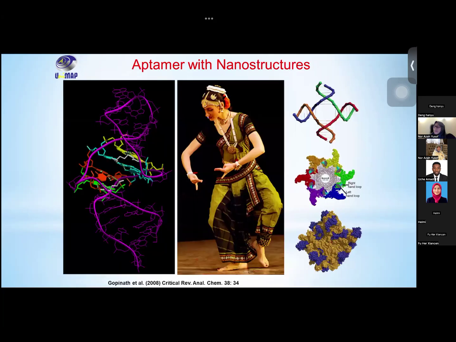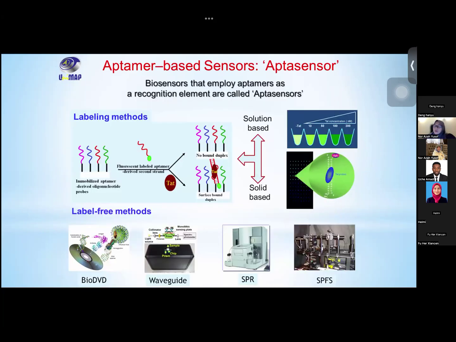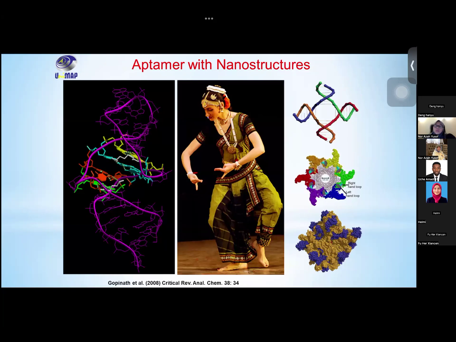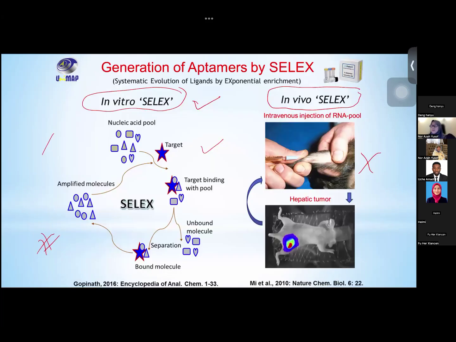This is an example of the structure of an aptamer. You can see the folding, and how they interact. So this is the analyte in the middle, and the oligonucleotide, which is the aptamer, folded surrounding the analyte of interest that we want to detect. So that gives the specific interaction. Specificity of the aptamer will be determined by how good we design it.